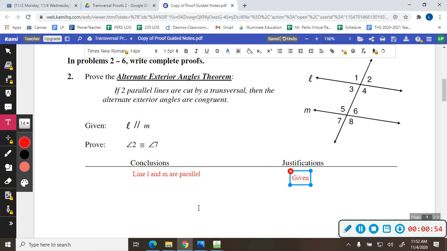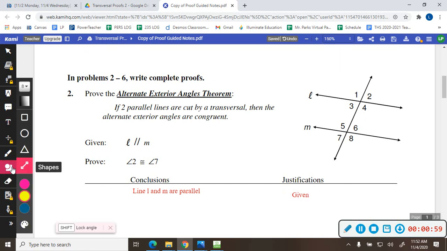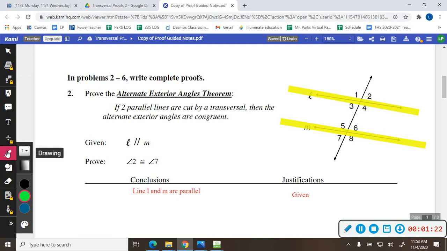So I know that L is parallel to M. So what that means is that I know this line and I know that this line and this line are parallel. Why? Because they told us that. And what they're wanting me to prove, they want me to prove that angle 2 is congruent to angle 7.